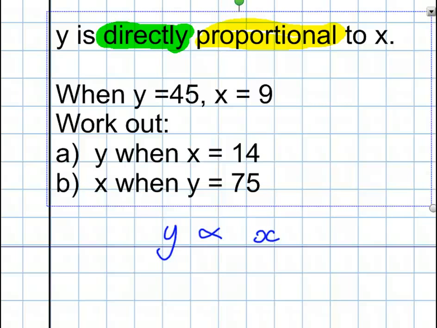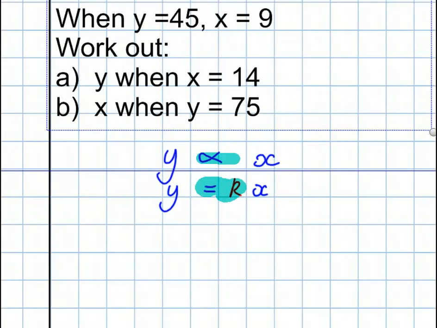Next, we form the proportion equation. Now, an equation has an equal sign. And we write y equals kx. So this bit here, the proportion symbol, is replaced by this equals and this unknown k. Now, let's look at the rest of the information we were given. We were told that when y is 45, x is 9. And we're going to use that to find out k.